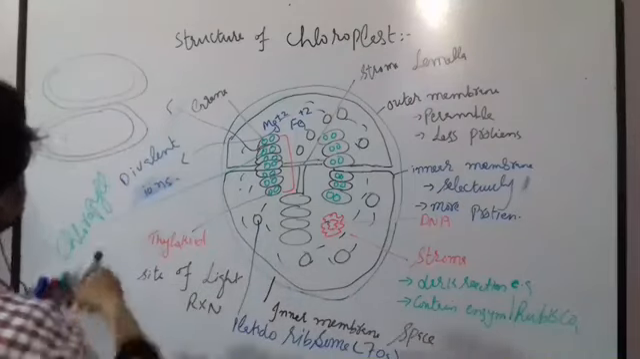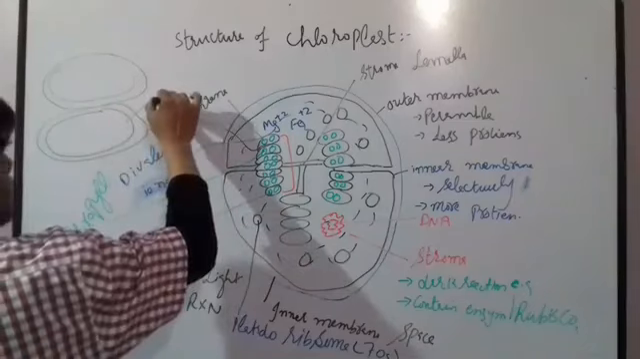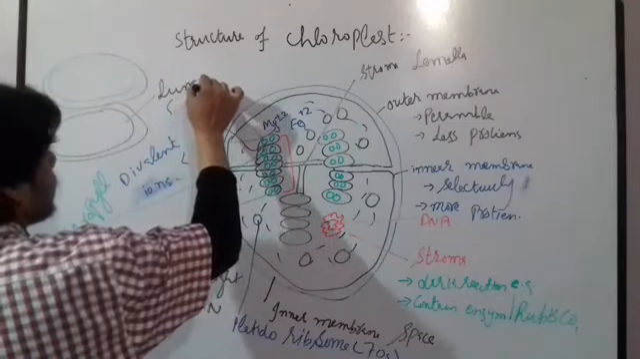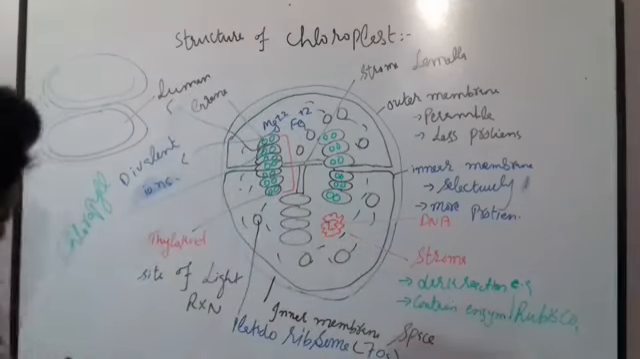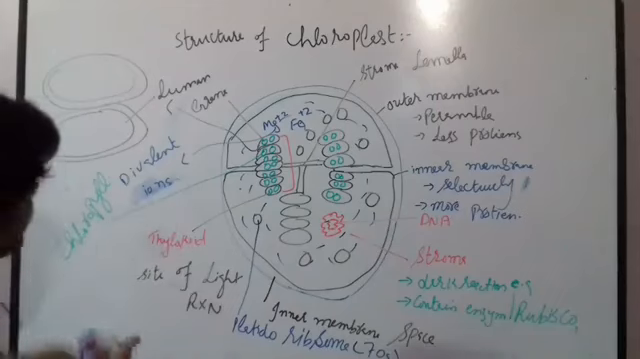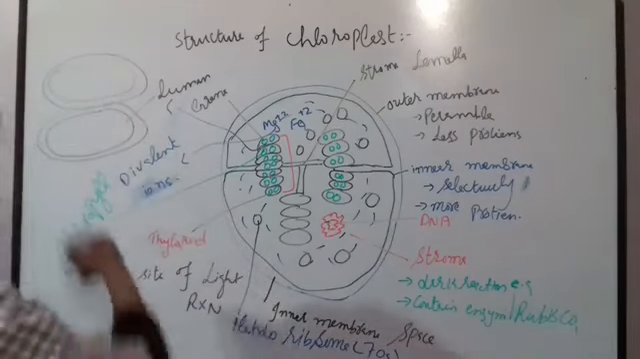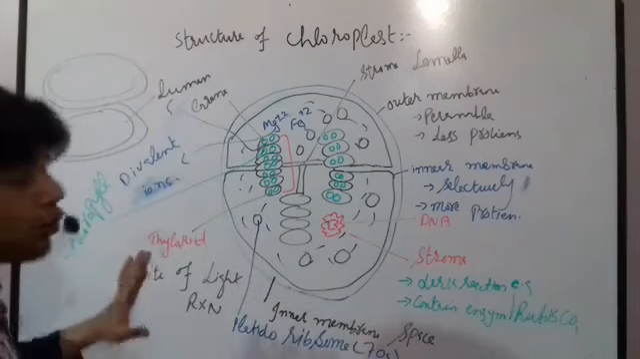Now, as you are watching, this space is actually called what? This space is called lumen. Now if you see this clearly, it also contains two membranes, the one is inner and the other is outer. So this thylakoid also contains two membranes.